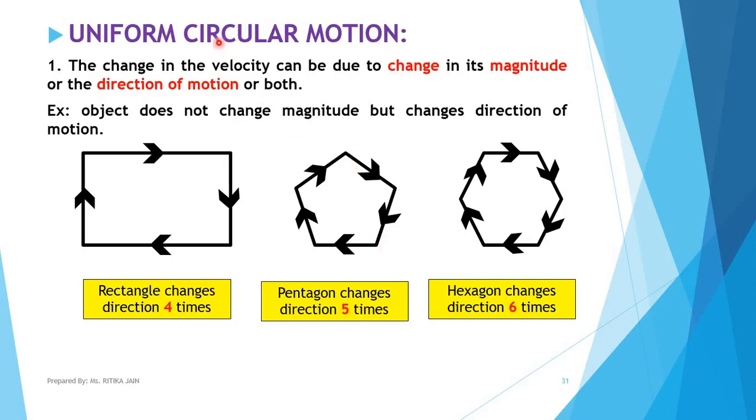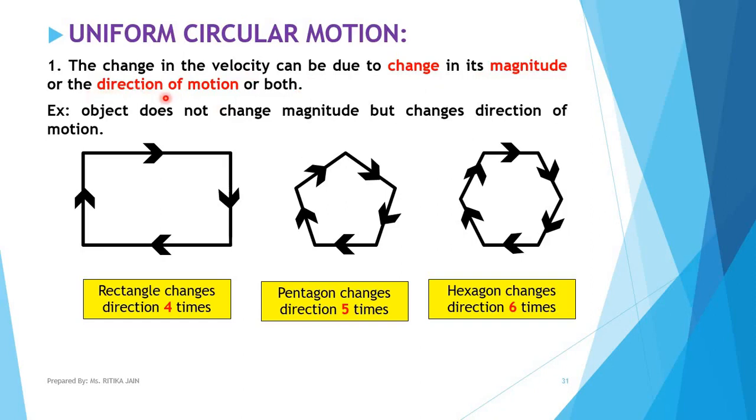So let's start. The change in the velocity can be due to a change in its magnitude or the direction of motion, or both. So children, basically there are three parameters which can change the velocity. The first is if the magnitude is changing, like initial speed is 90 km per hour, then the final speed is being accelerated to 120 km per hour, or it is being reduced to 60 km per hour.